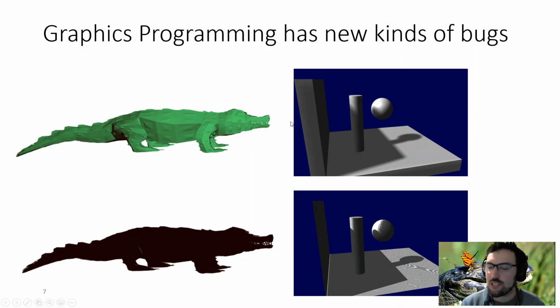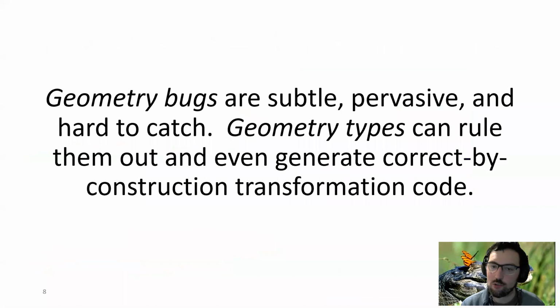What we propose is a solution to a particular kind of bug that shows up in graphics programming, namely a geometry bug. We propose that geometry bugs are subtle, pervasive, and hard to catch, and that they can be caught and found by something called a geometry type. Not only can geometry types rule them out, however, but they can also generate correct by construction transformation code.